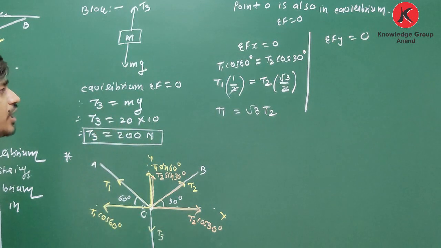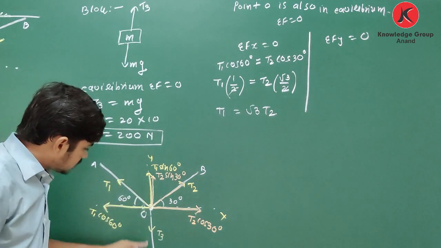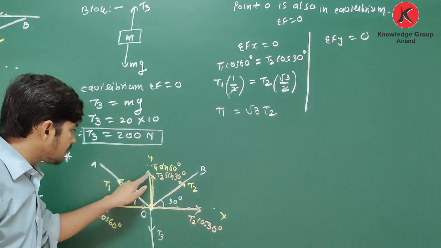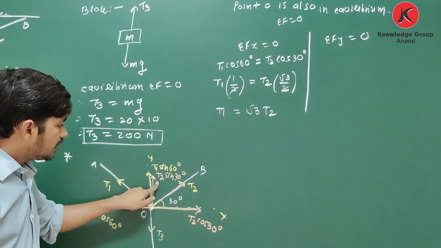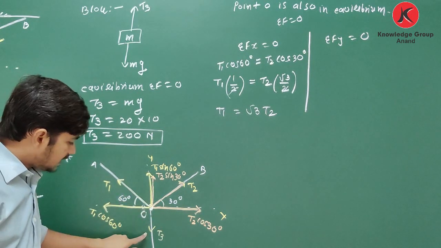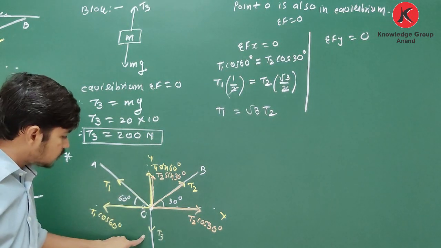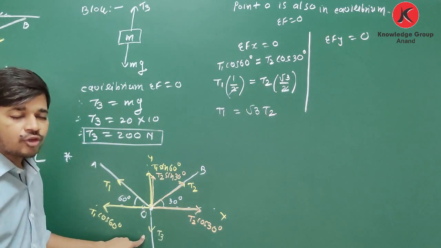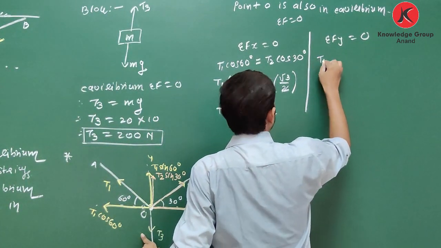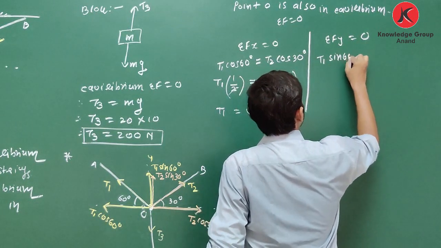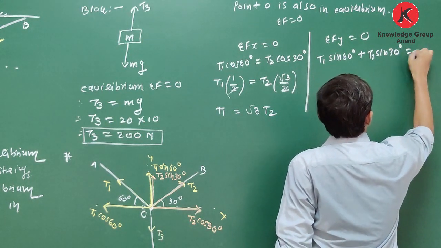Okay. Now, sigma Fy is equal to 0. It means what? Yes, it is the y direction. Along the y direction, the forces acting are T1 sin 60, T2 sin 30, and here it is T3. T1 sin 60 and T2 sin 30 are both acting in the upward direction, and this T3 is acting in the downward direction. If their magnitudes are equal and direction opposite, the resultant force becomes 0. So how to write? T1 sin 60 plus T2 sin 30 is equal to T3.